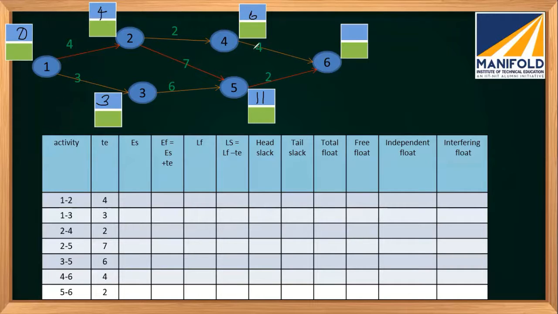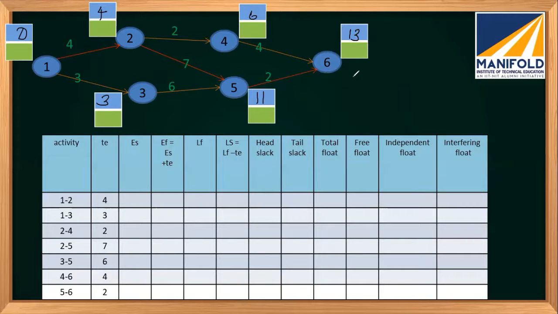For 6 also, there is a clash. So either it will be 6 plus 4, 10, or 11 plus 2, 13. We will take the maximum one, 11 plus 2, which is 13. Okay. Now this is the forward pass. So whatever values we get are the earliest times.